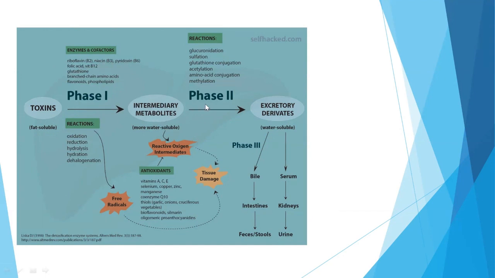Then the phase 2 reactions occur, and they change it into excretory derivatives, which are transferred from the liver hepatocytes towards the excretory system, like the intestine and feces, and the kidneys and urine. So this is how the process of detoxification occurs.